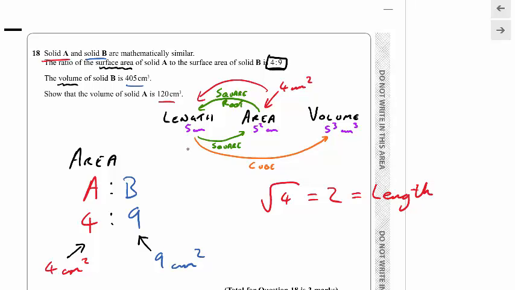Okay, but then I want to move from my length to my volume. How am I going to do that? I'm just going to cube it. So I've got to do 2 cubed, and that gives 8. So that gives me my volume.